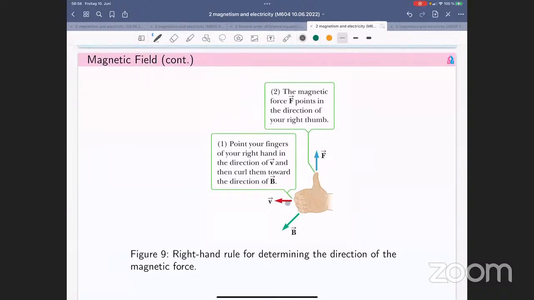Yes, we are going to use the right hand. We start from the vector v to the vector b, you just curl or rotate your 4 fingers. Note that this is the right hand, not the left hand, and after that your thumb direction will represent the induced force direction. All right, the magnetic force F points in the direction of your right thumb, and you just point your fingers of your right hand in the direction of v and then curl them toward the direction of b. You rotate your 4 fingers, this is the right hand rule in order to determine the direction of the magnetic force.